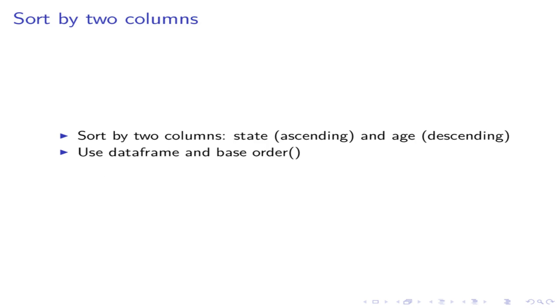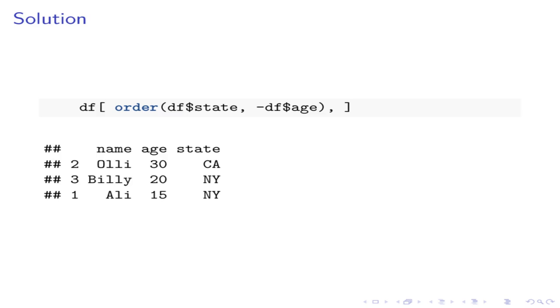Next question, sort by two columns. First, sort using data frames and base order function, but this time sort by two columns, not one column. First, order in ascending order of state name, then sort by descending order of age column. Here is the solution. This time, we pass multiple arguments to order function. Note that the df age expression has a minus operator in front.